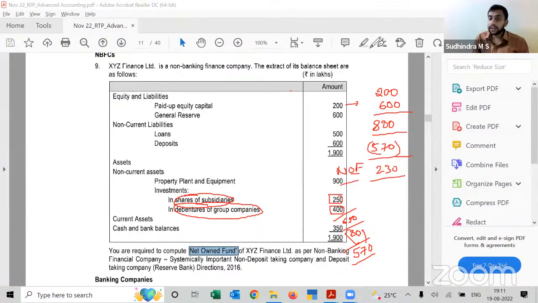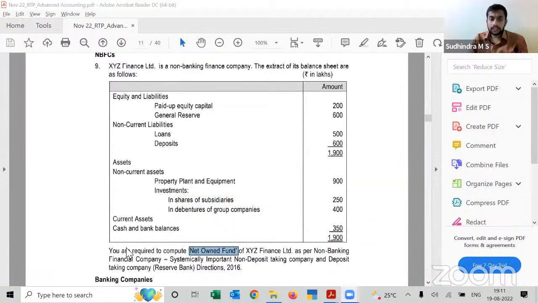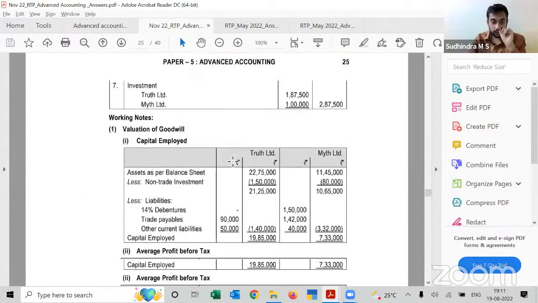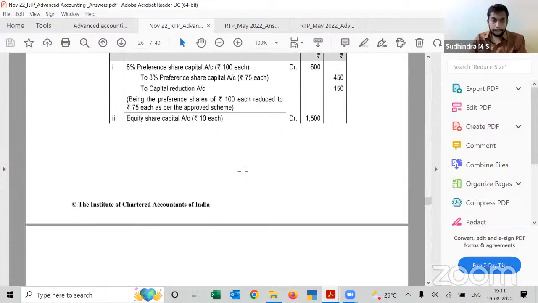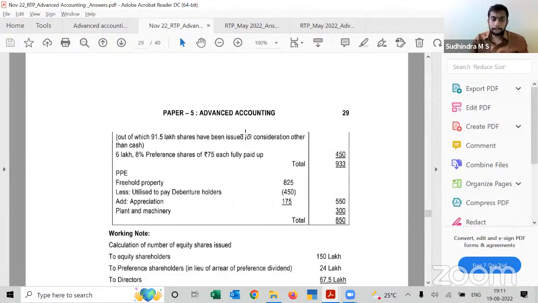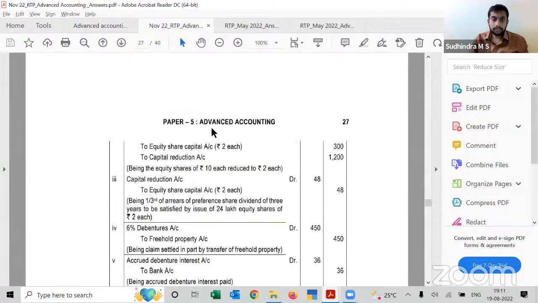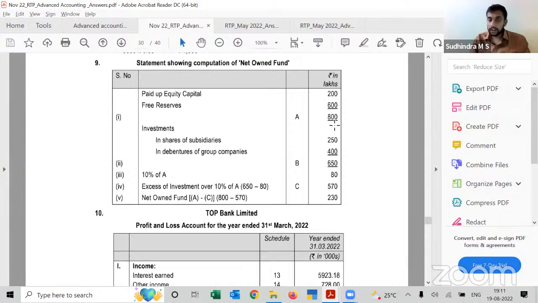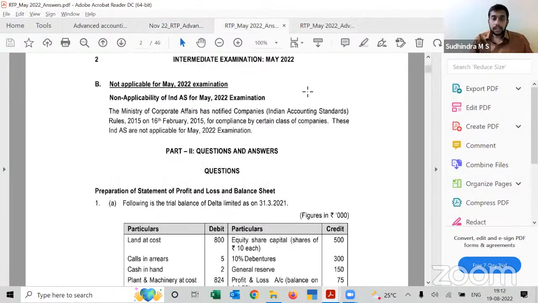Clear? This is how we calculate net owned funds, right? So that is question number 9. I'll just show you the answer. Yeah, 230. 200 plus 600 is 800; 250 plus 400 is 650; 650 minus 80 is 570; 800 minus 570 is 230. That's all. So these are the questions from the chapters that we have discussed in the November 22 RTP. We'll go one RTP back for the next 5 minutes. Quickly, we'll discuss.